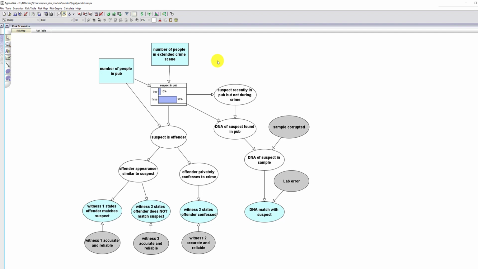Now, some DNA that could belong to the person who committed the crime is found at the scene. And this DNA matches the suspect's DNA. So we enter this evidence. But before I run the calculation, let's look at the prior probability the suspect is the offender. And now we're going to run the model.